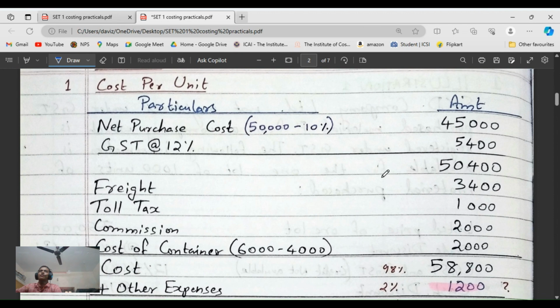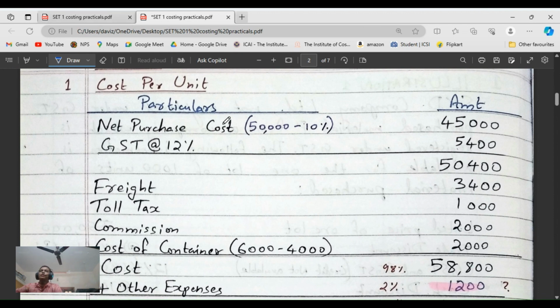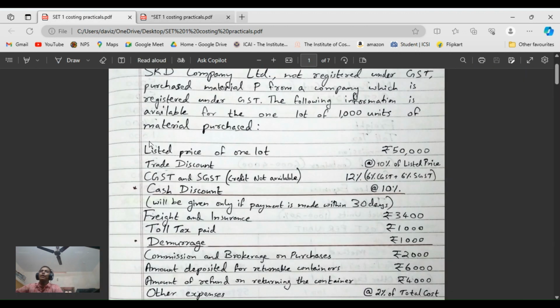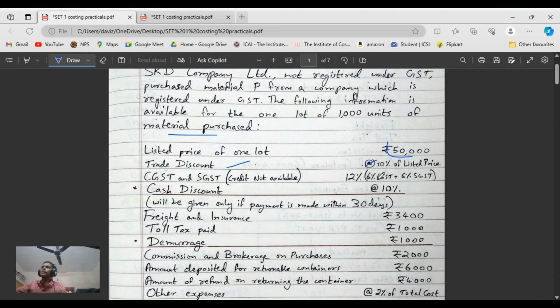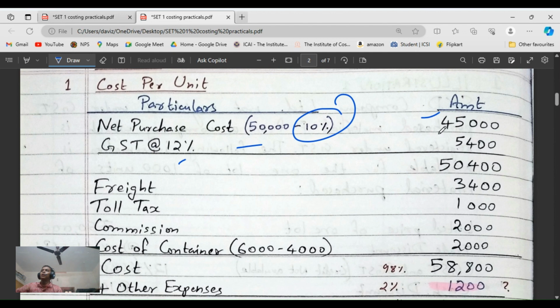Let's see the answer. Net purchase cost. Listed price is 50,000 and trade discount is 10%, so net purchase cost is 45,000. Earlier I said the GST is 6%, but it is 12%. So GST is 12%, making it 50,400.